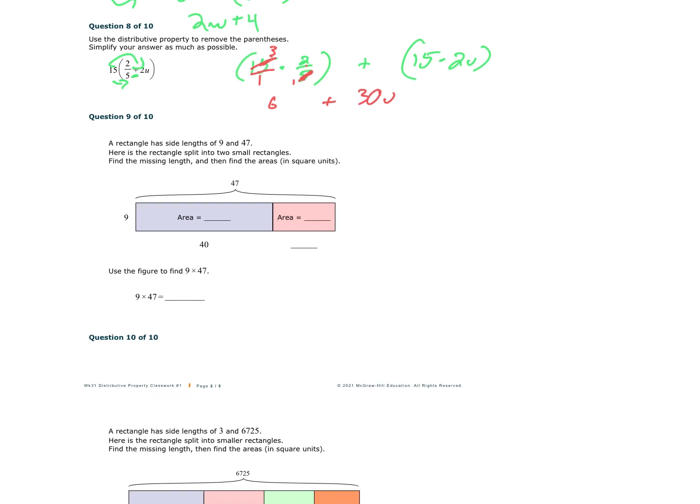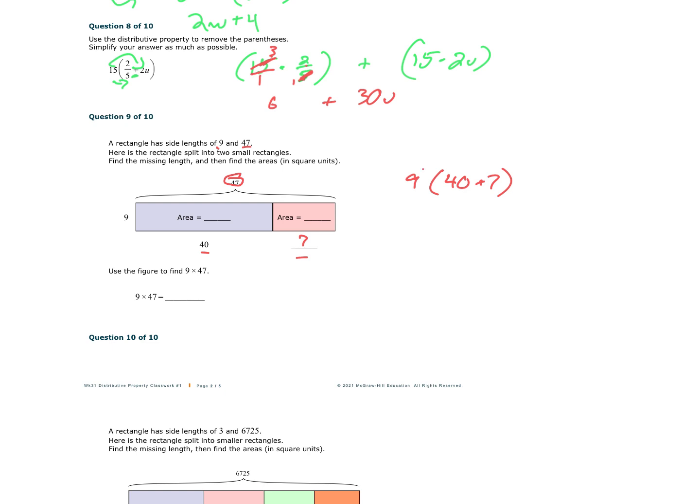All right, let's do this going back to the area model, which we did at the beginning of the year. A rectangle has side lengths of 9 and 47. Here's a rectangle split into 2 smaller rectangles. Find the missing length, then find the areas in square units. Okay, so here we're going to have 9 times 47, which is 40 plus 7. So down here we have 40 and 7. So we expanded 47 out to 40 and 7.